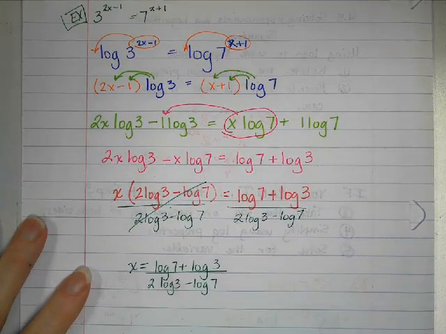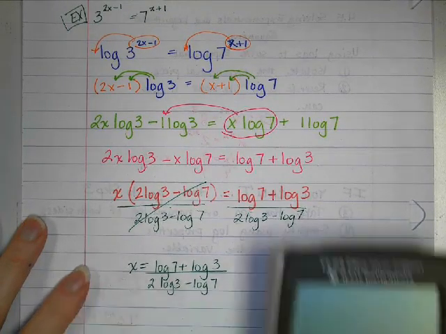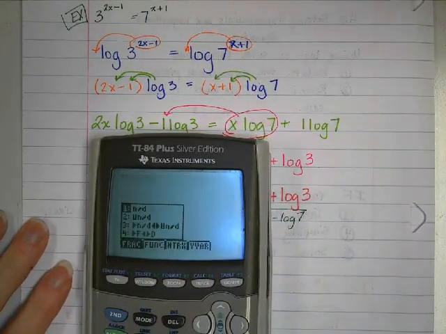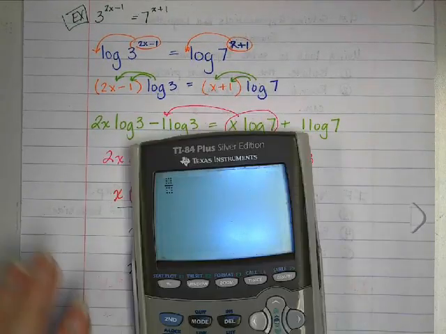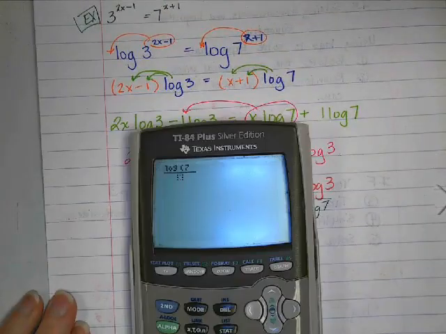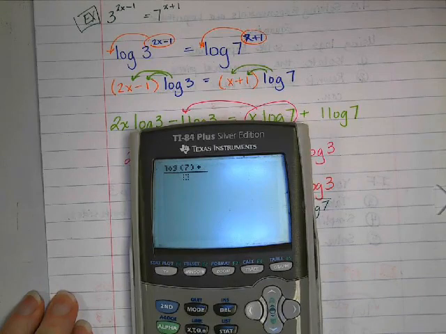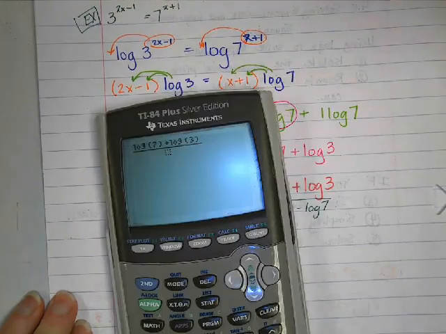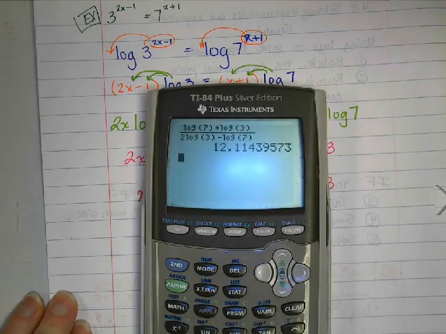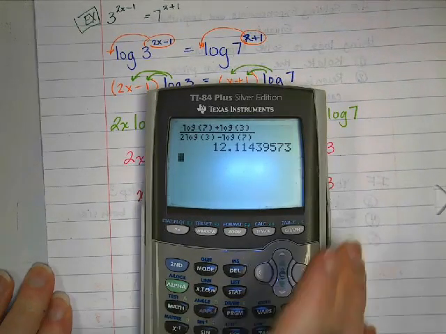Now, if you want to find the decimal approximation, you plug it in your calculator. So log 7 plus log 3 over 2 log 3 minus log 7. And I get 12.11439.